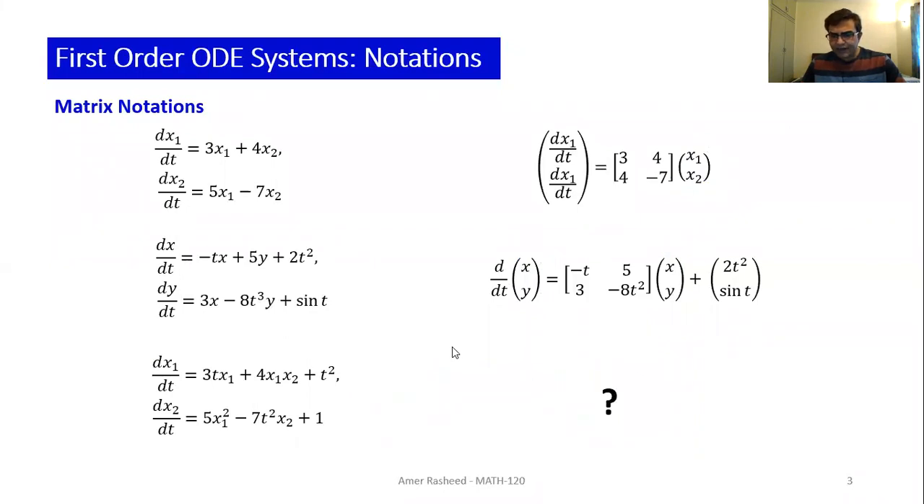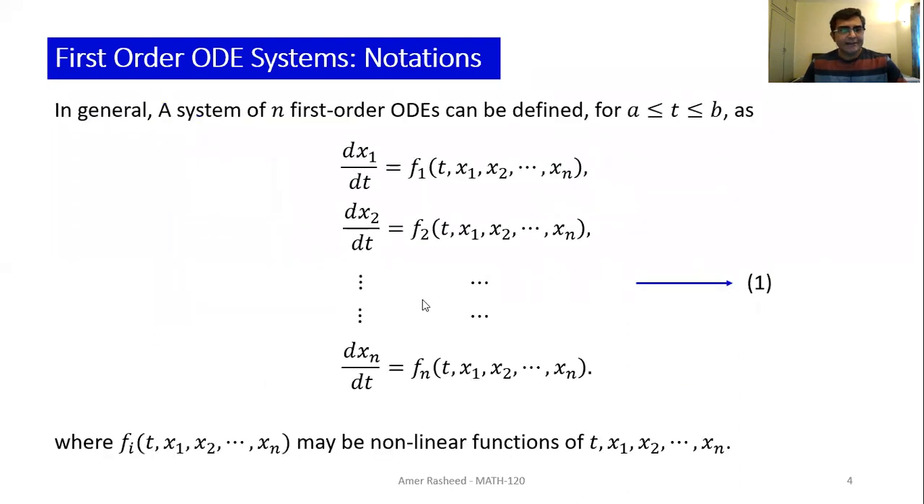There is a question in the chat window: if one equation is nonlinear, then is the whole system nonlinear? Yes, of course. If one equation among 2 or 3 or 4, any number of equations, is nonlinear, then the whole system would be considered a nonlinear system. So next is first order systems notations.